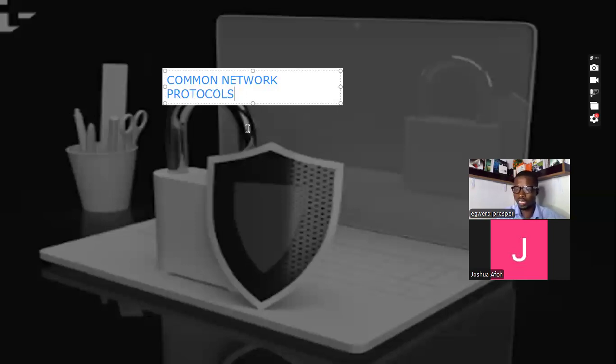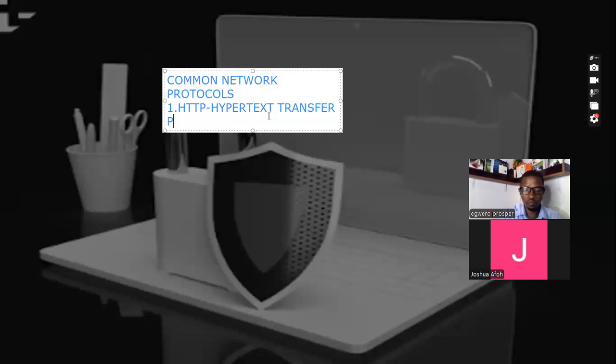All right, so under this, the first internet network or common network protocol is HTTP. That is the first internet network protocol. And what does that mean? The full meaning of HTTP is Hypertext Transfer Protocol. Hypertext, transfer, protocol. Are we together? Hypertext Transfer Protocol. So it's a rule.